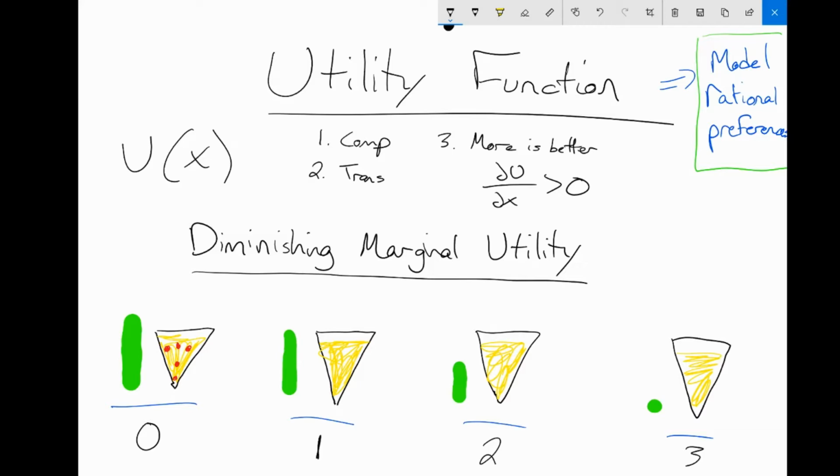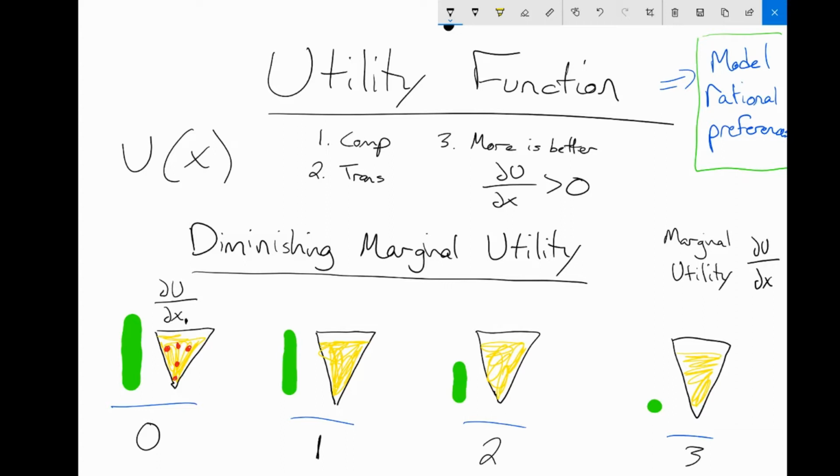How much utility do we get from one additional unit of a good? That is what's called marginal utility. Marginal utility is the amount of utility I get from one additional unit. Marginal utility is captured by the derivative. The marginal utility of x, or the marginal utility of pizza, captures how much my utility goes up from one additional unit. My marginal utility of that first piece of pizza is going to be very large.